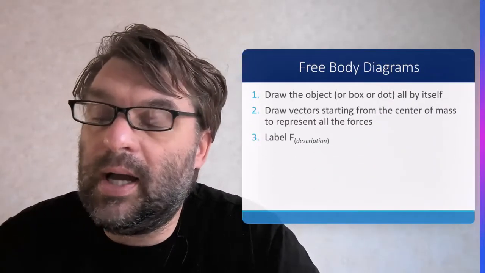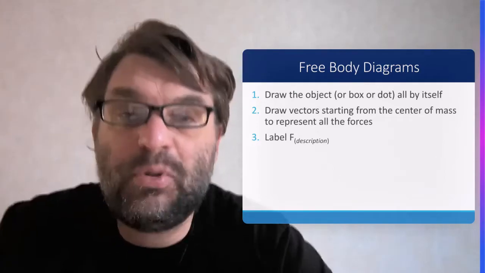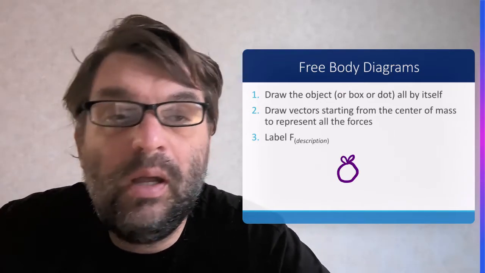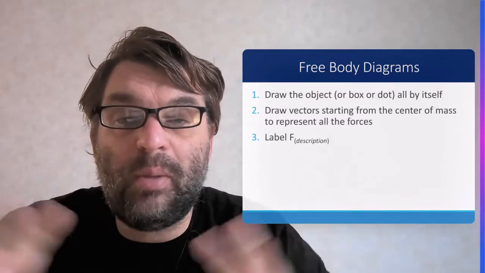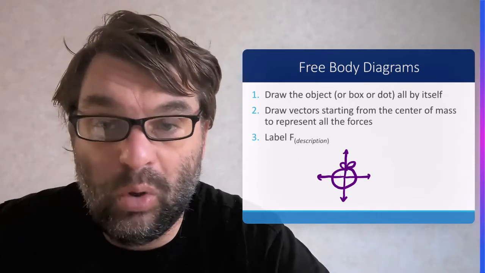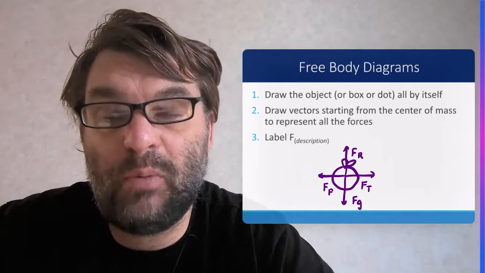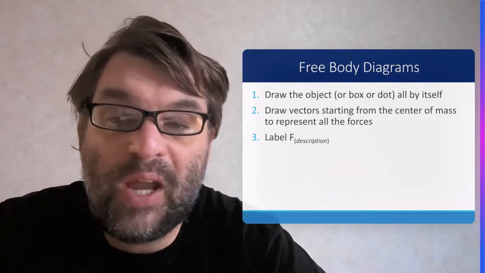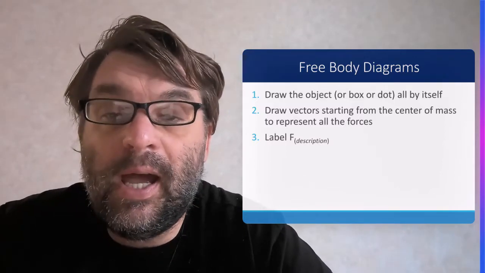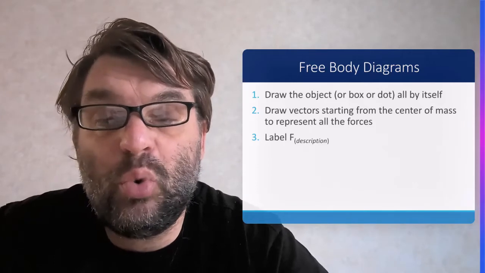So when you're drawing free body diagrams, there's 3 steps you take. You draw the object, or box, or dot, all by itself, alone on the page. Then you draw the vectors starting from the center of the mass to represent all the forces. And you label those forces with a description. So it could be the force of friction, the weight force, the thrust force, the normal force, depending on the context that the free body diagram is being drawn in.